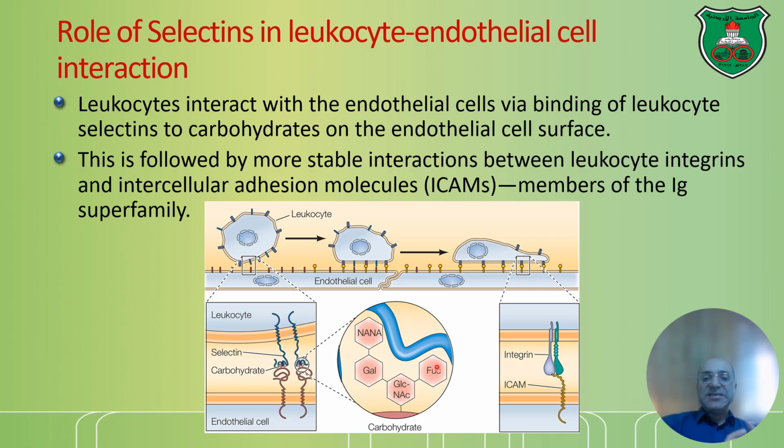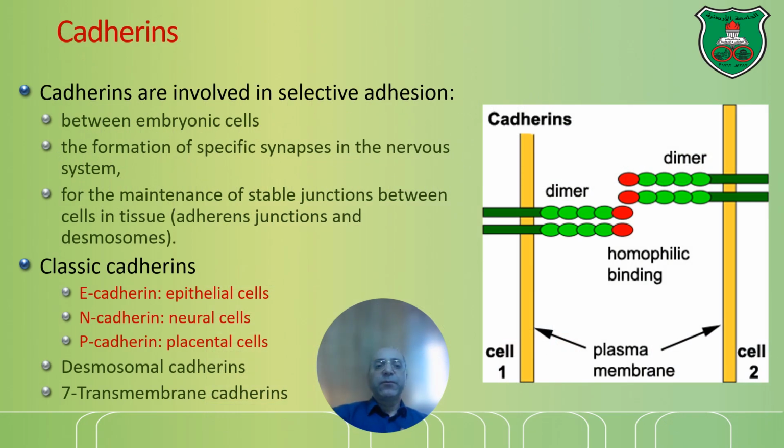So note the interaction is heterophilic. Meaning selectins interact with something else. Once this interaction takes place and leukocytes stop, they can extravasate. Extravasate, what does that mean? It means that they leave the vasculature. They leave the vessels. They move between endothelial cells into the tissue. Okay, and they do whatever they do. So these are the selectins. Okay. Now, cadherins.